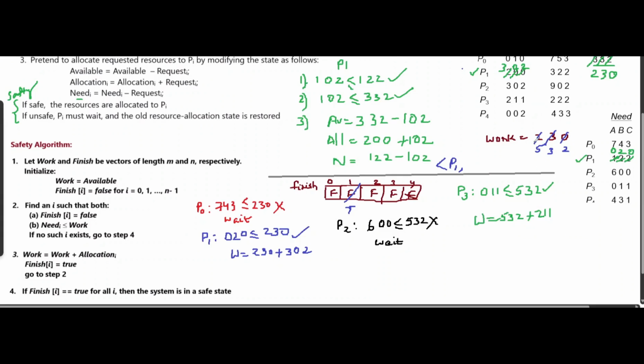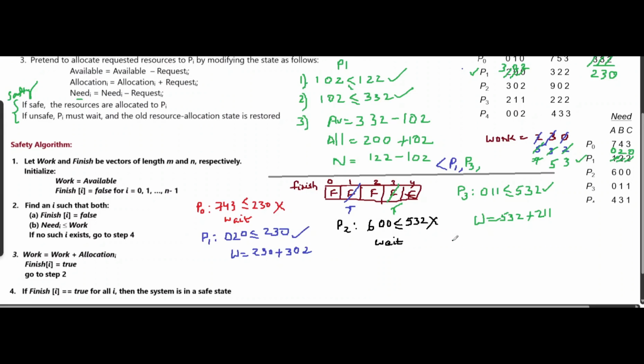So what will we get? This will be updated to 7, 3 plus 2 is 5, and 2 plus 1 is 3. Got it? After that, Finish of i has to be made true. That means P3 is done now. Okay, now let us go to the next process.